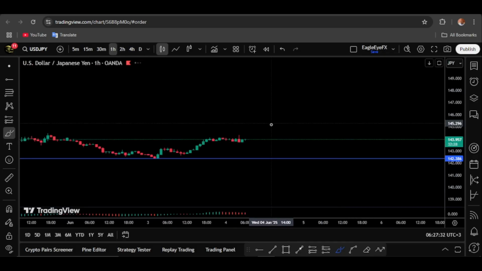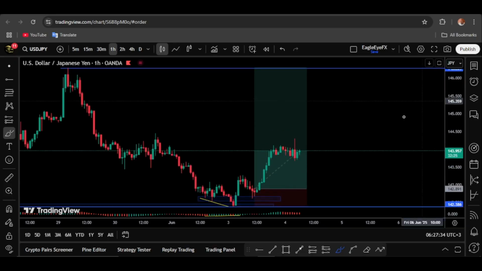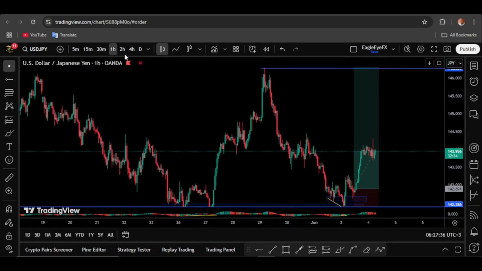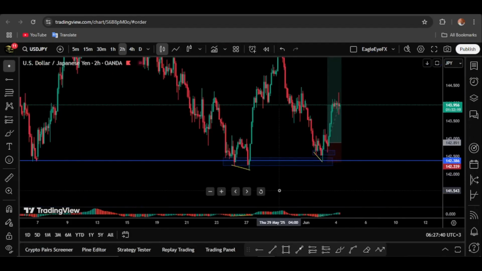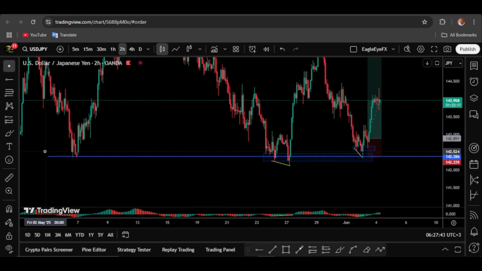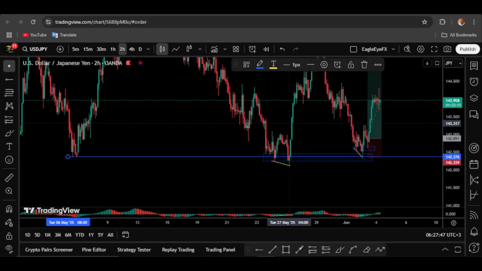So let's go to the 1 hour time frame, and then you can be able to see that, or the 2 hours. You can use the 1 hour or the 2 hours. It really doesn't matter. Yeah, so you can see that is the level over there. You can see how the market has actually tapped there.